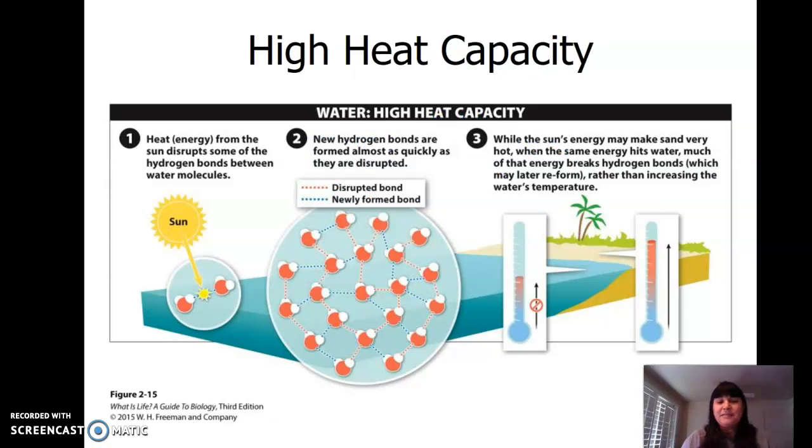High heat capacity. Okay, what does that mean? What it means is it takes a lot of energy to heat a body of water compared to other things. Well, who cares? What does that mean? Well, what that means is organisms that live in the ocean, the temperature is not going to change that quickly. I'm not going to fry the organisms that are living there.